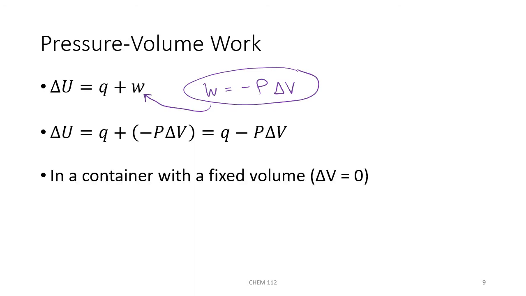If we have a container that has a fixed volume, we can also set delta V to 0 because that term will not change. V final and V initial will always be the same if it's in a fixed volume container. So that takes our whole P times delta V term away if that delta V is equal to 0. That just leaves us with delta U is equal to Q sub V. And that sub V tells us that we're at constant volume.